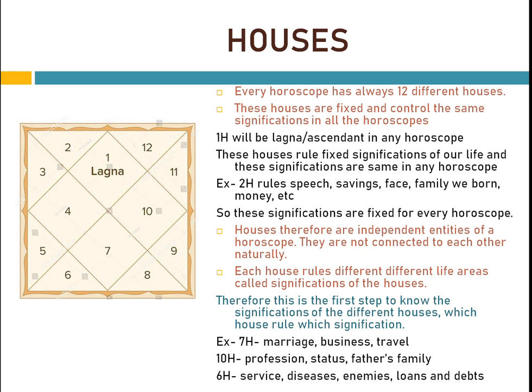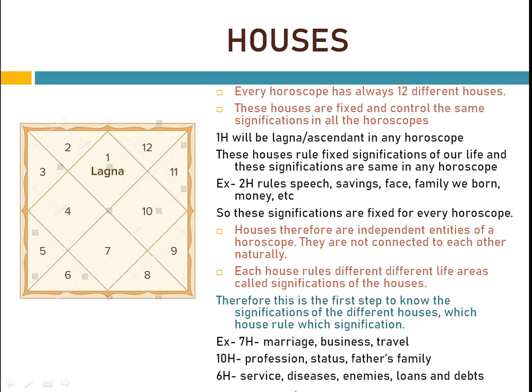Suppose a client comes to you and asks about marriage, then you must understand that marriage is seen from the seventh house. So you must know the significations of the houses first, from which house things are being seen. For example, the seventh house is marriage, business. The seventh house is travel also, and foreign residence. Similarly, the 10th house is profession, status, father's family. By father's family, I mean father is the 9th house, and second from the 9th house is father's family.